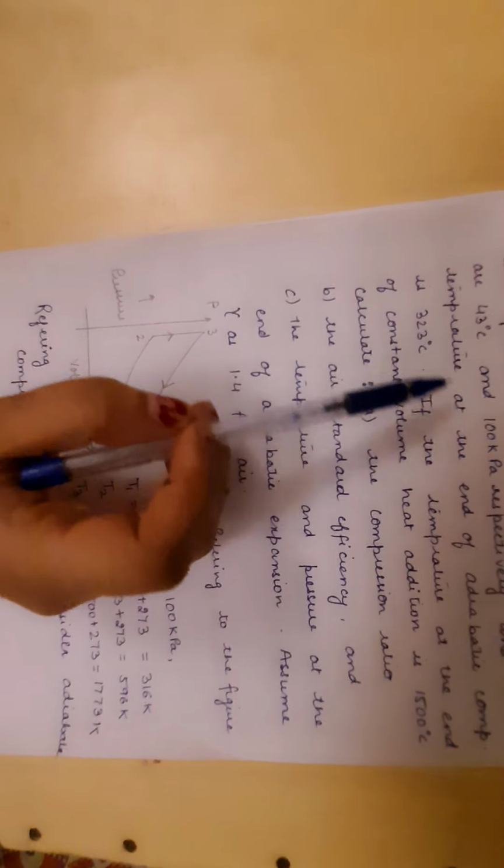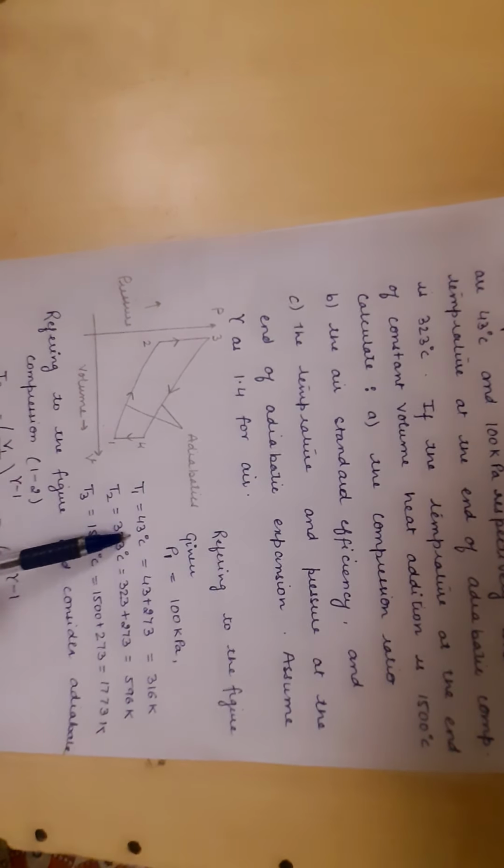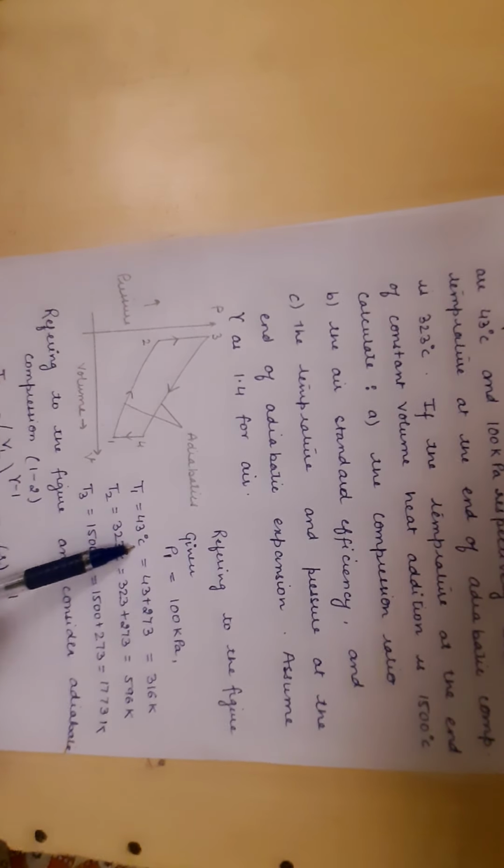Now when we talk about the beginning of the compression stroke, the temperature is 43 degrees centigrade. That is T1, the value of T1 is 43 degrees centigrade. Okay, so 43 degrees centigrade is further converted into Kelvin by adding 43 to 273, which is equal to 316 Kelvin.